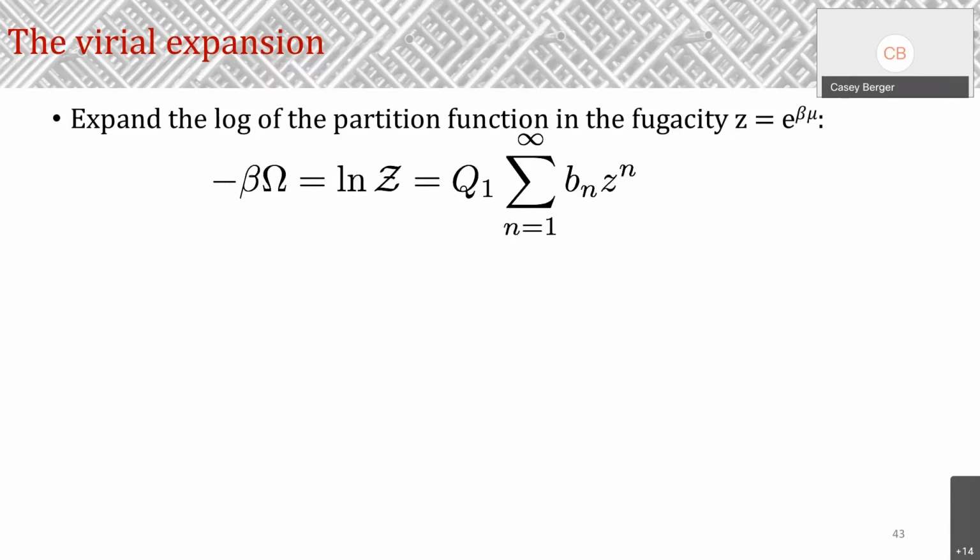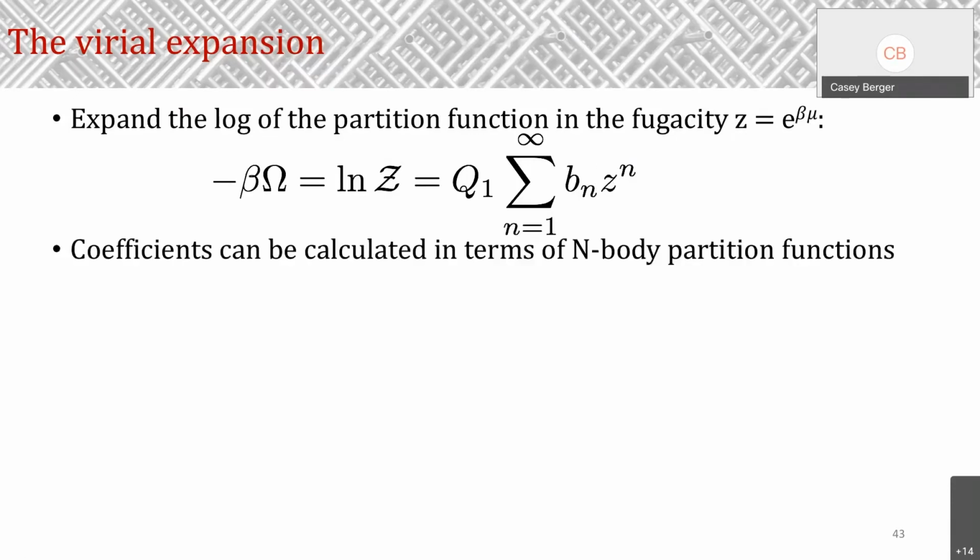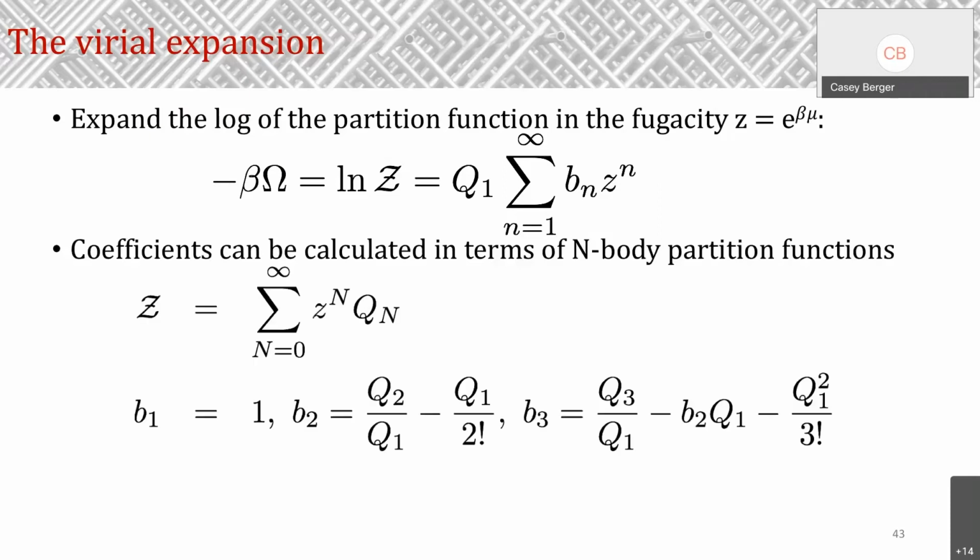And the coefficients, these b sub n, of this expansion can be calculated by way of the n-body partition functions, which are much easier to calculate. And note that what we're doing here is actually capturing the n-body physics. So when we calculate B1, the first coefficient, we're getting the one-body physics. B2 tells us what happens when we have two bodies. B3 gives us three body, and so on and so forth. So the higher we go in n, the more particles we have basically accurately captured with our method.